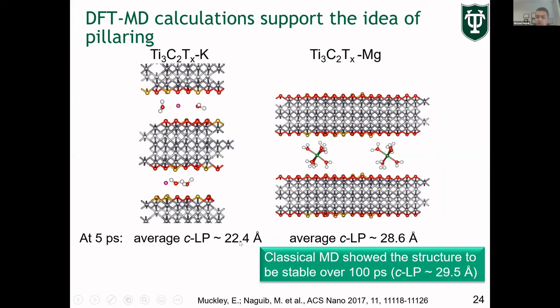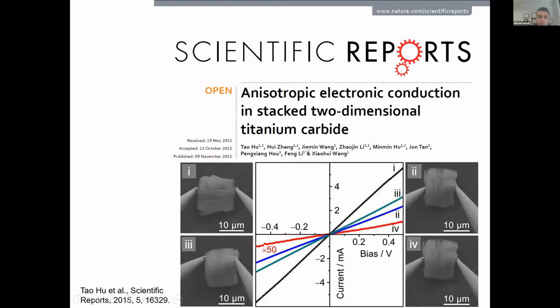And in the case of magnesium, the water can form a pillar around the magnesium cation, and this gives a c-lattice parameter of around 29 angstrom, which is almost the same as what we got experimentally. So this suggests that in the case of titanium carbide with potassium, the water stays in plane with the cation, while in the case of magnesium, the water forms a pillar around the magnesium. And now we have a material that does not need lots of water to cause a significant increase in the d-spacing.